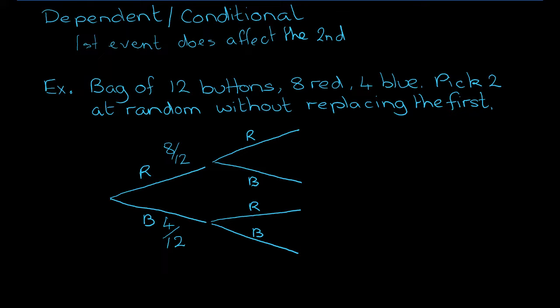If we've already picked a red button out though, there will only now be 11 buttons in the bag and only 7 of them will be red, so the probability changes to 7/11. Probability of blue would change to 4 out of 11 because we've still got all 4. And then if we've taken a blue one out first of all, the probability of red is still 8 on top but 11 on the bottom, and the probability of picking a second blue one would only be 3 out of 11 because we've already taken one blue one out.